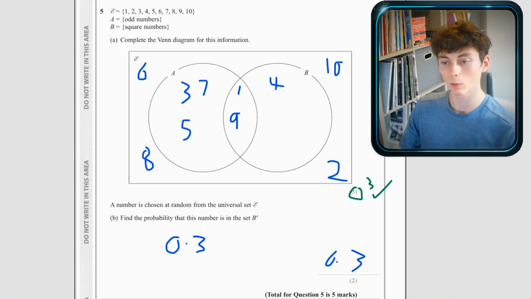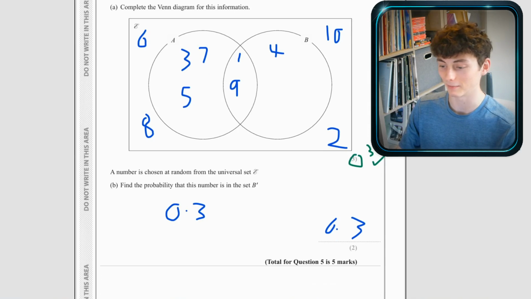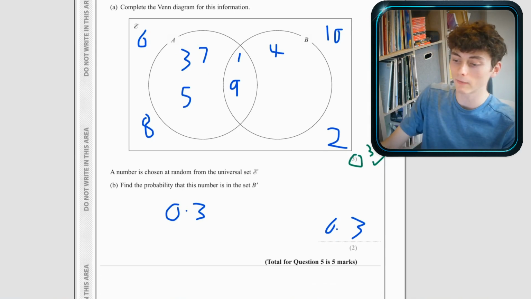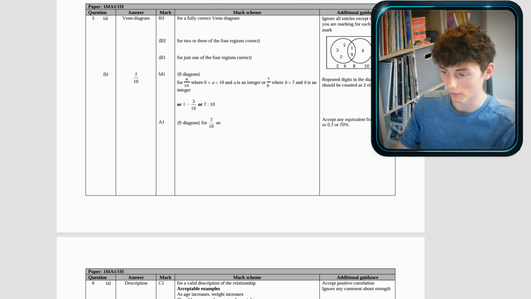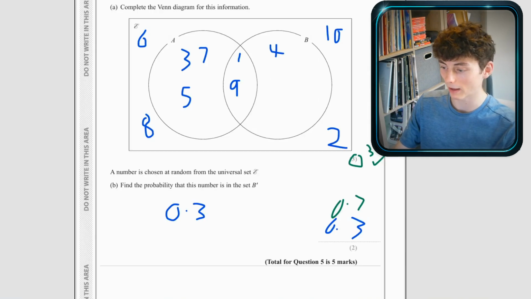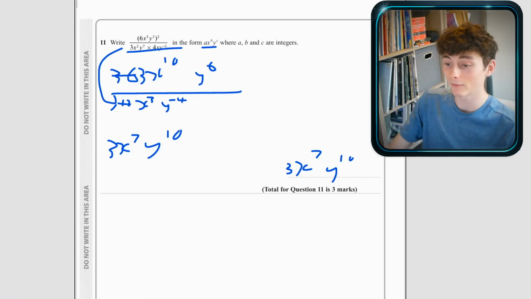And part B to question 5, I've made another mistake. That's a silly mistake though, because I found what B was, I should have found what not B was. That was a bad mistake. It was supposed to be 0.7. Do I even get 1 for that? No, don't even get a single mark from that. That's 0 on that one. Another bad mistake.